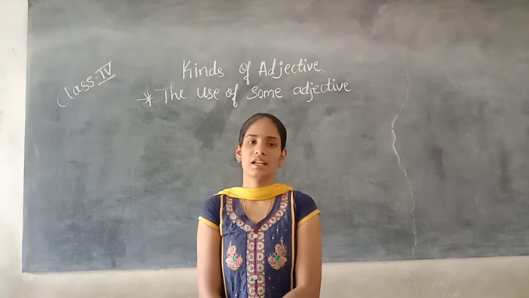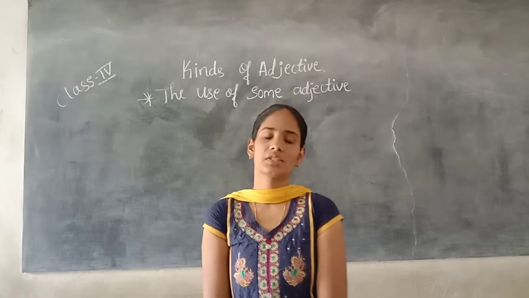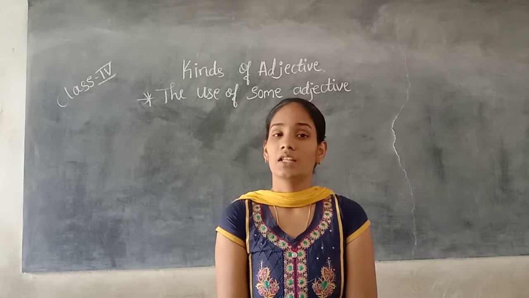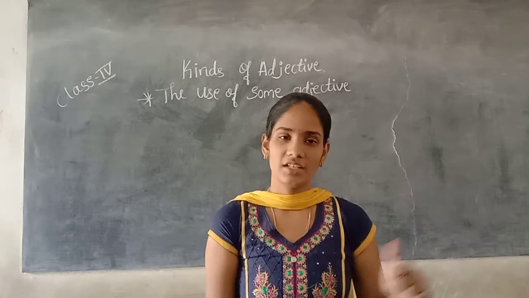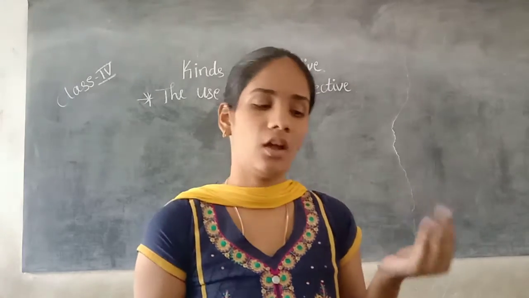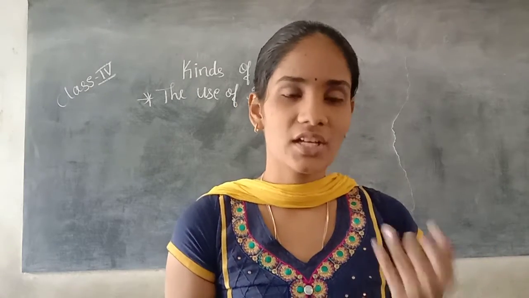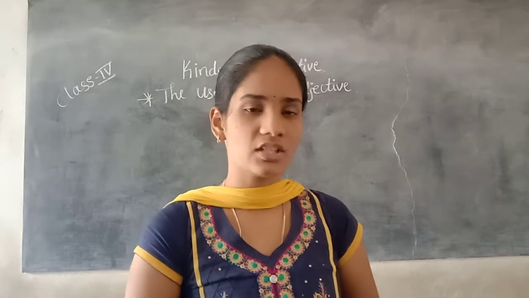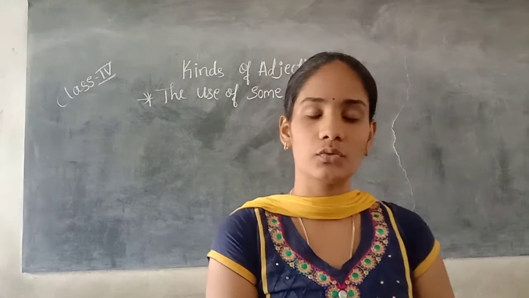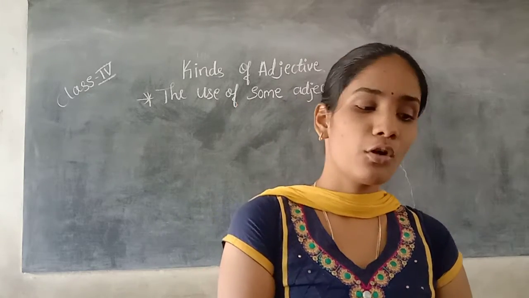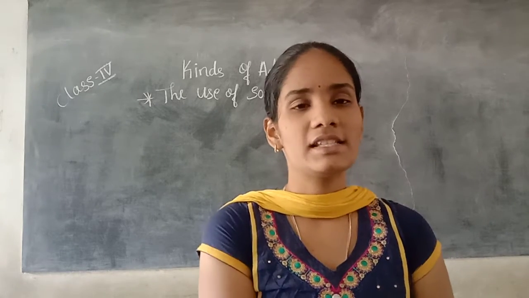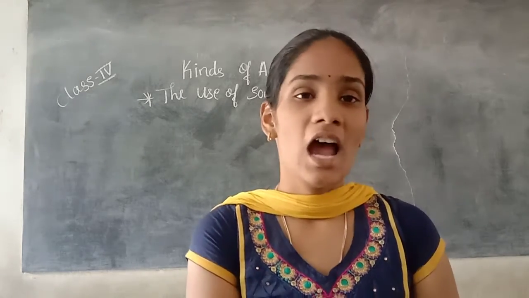Okay students, in the last class we completed adjectives and the kinds of adjectives. How many kinds are there in adjectives? See, there are 4 kinds: one is proper adjective, another is descriptive adjective, third is quantitative adjective, and fourth is numeral adjective. So in the last class we came to know about these 4 adjectives. Now, apart from these, we have some other adjectives. Let us see which are those adjectives.